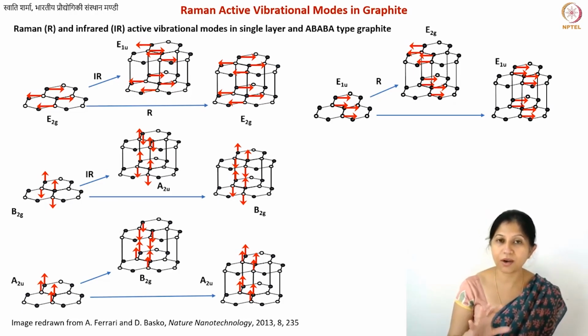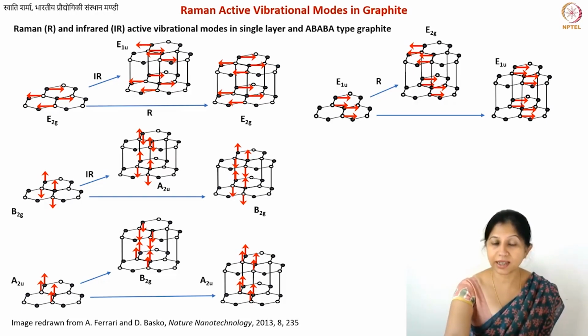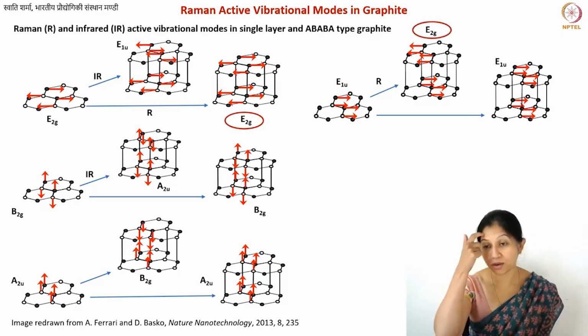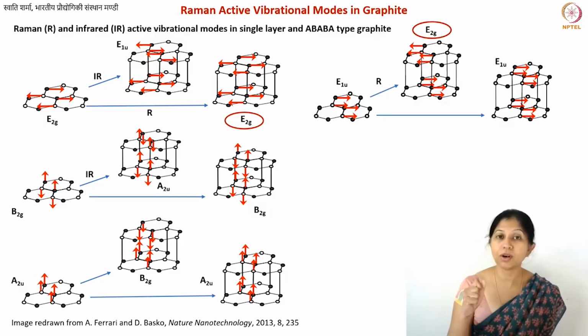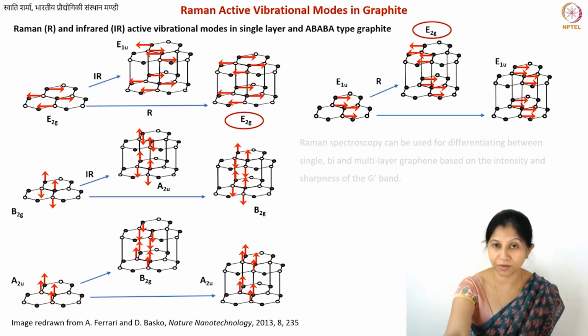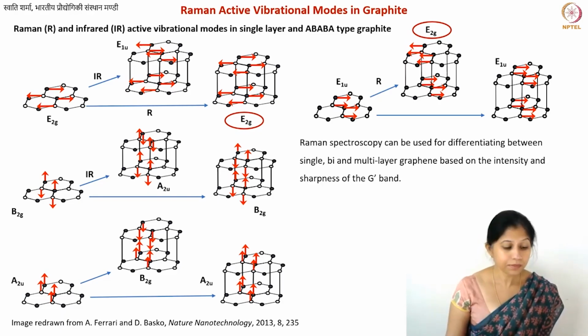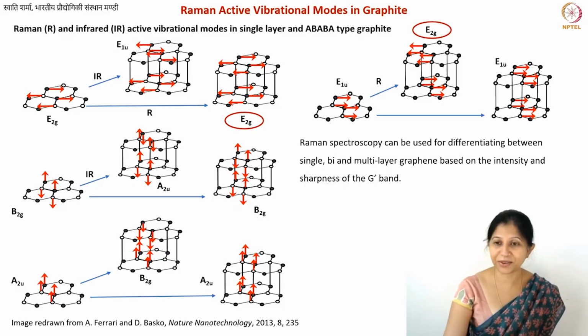So okay, now you can see these different modes. What is interesting is that we already discussed that only the E2G modes are allowed in Raman. So I have shown them with the circle. These are the two modes that are allowed in Raman spectroscopy. Yeah, so this is something we already discussed, that you can use Raman spectroscopy to understand graphene.